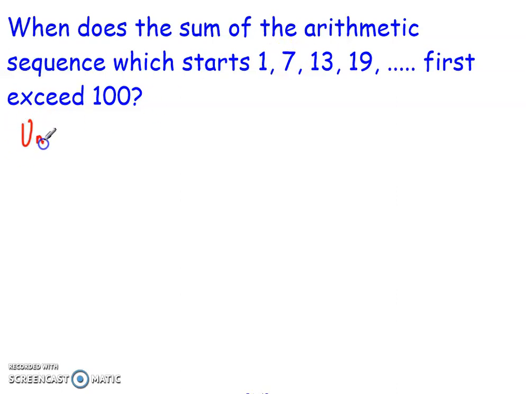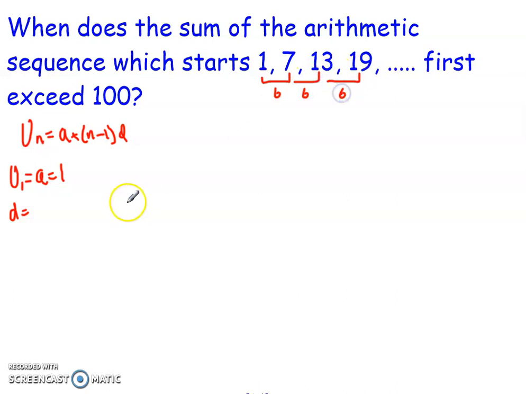So again, our general format for any term would be un equals a plus n minus 1 times d. And I can equate it across to here. I know that u1 is equal to my a, which in this case is equal to 1. My d, which is the common difference, I can get if I do 7 take away 1, I get 6. 13 take away 7, I get 6. 19 take away 13, I get 6. So I know then that my common difference is 6. Now I don't know what term n is, so in this case, I don't have a value for n. So I'm going to keep it in my formula.